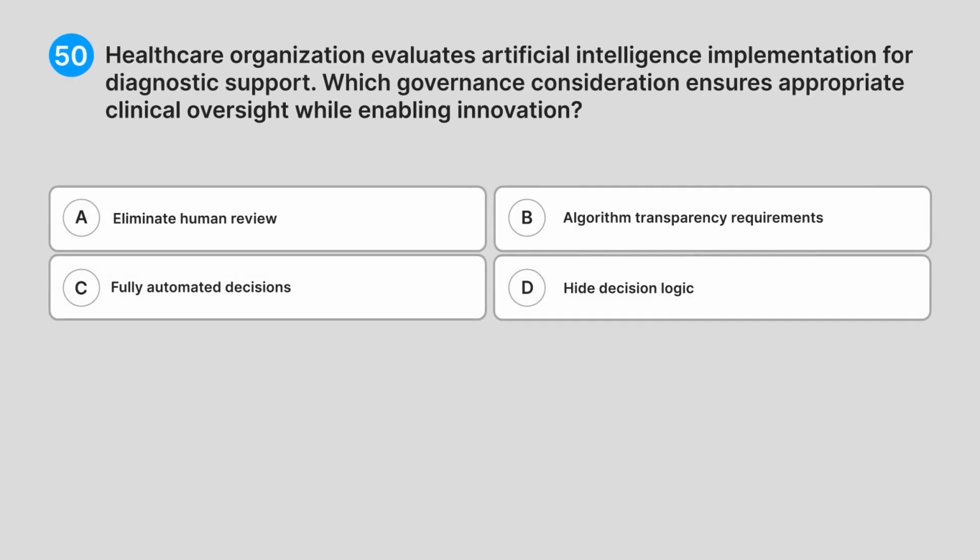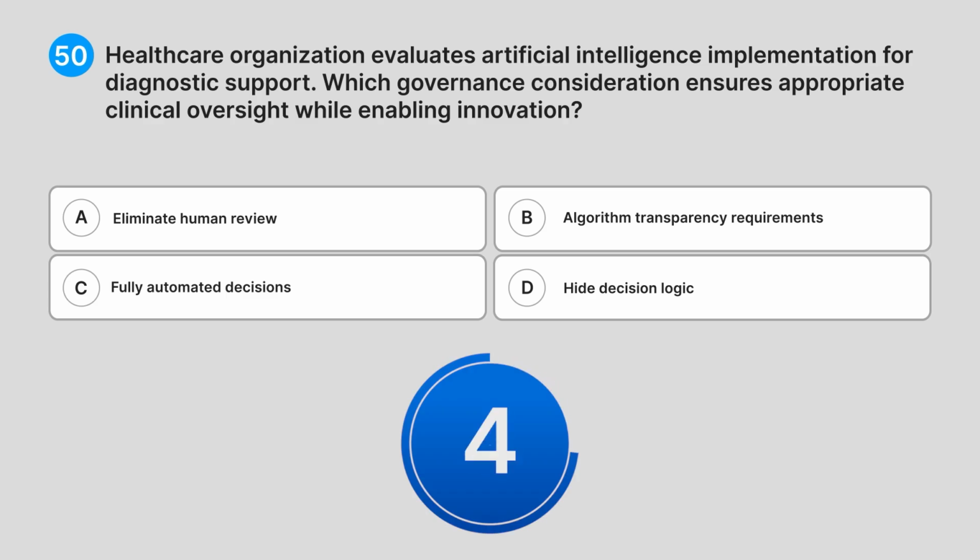50. Healthcare organization evaluates artificial intelligence implementation for diagnostic support. Which governance consideration ensures appropriate clinical oversight while enabling innovation? A. Eliminate human review. B. Algorithm transparency requirements. C. Fully automated decisions. D. Hide decision logic. Do you know the answer?